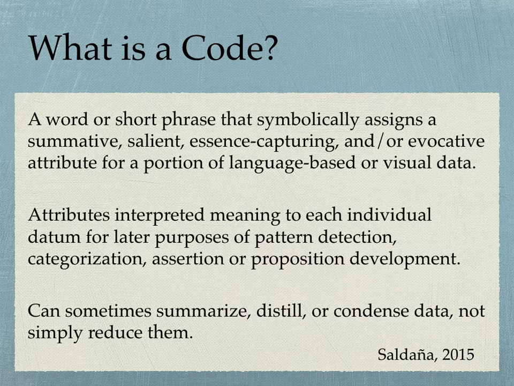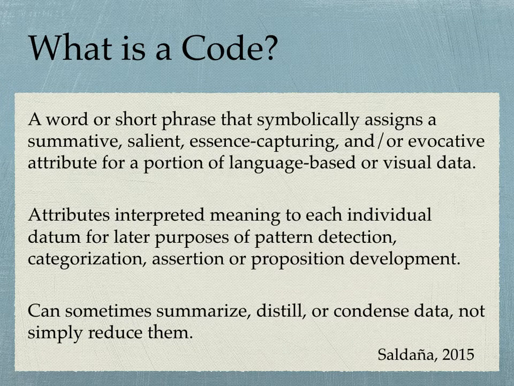So a code itself is a word or short phrase that symbolically assigns this meaning in a summative way that captures the essence of this piece of data. And this can, again, be language-based or visual data. So it attributes meaning to the data through pattern detection and allows for categorization so that you can put different pieces of data together and then form themes and theories out of them. And I'm going to show you what that looks like.